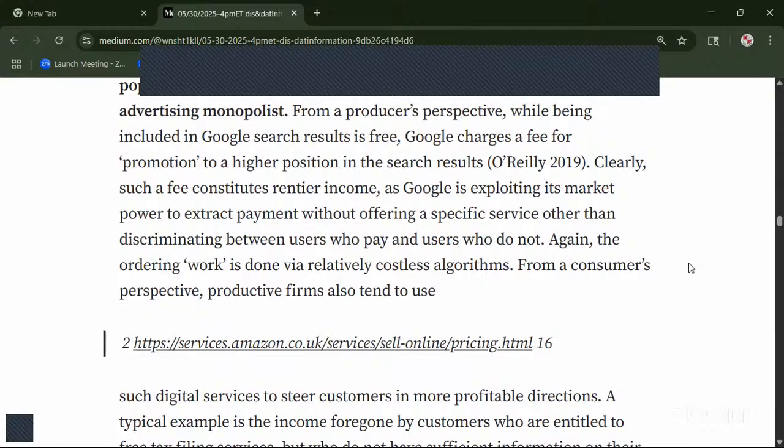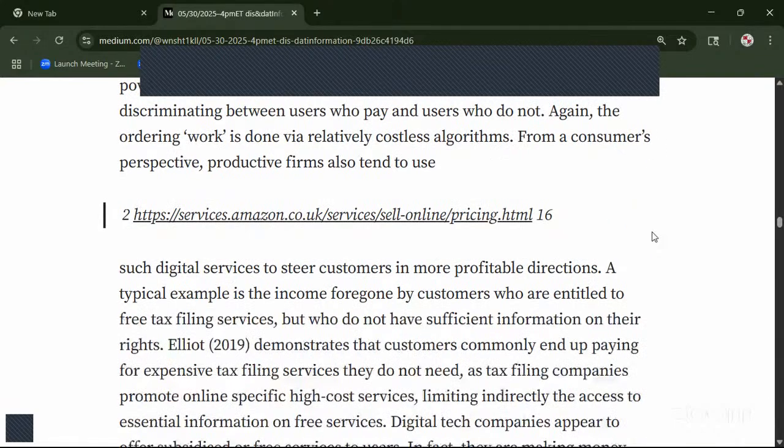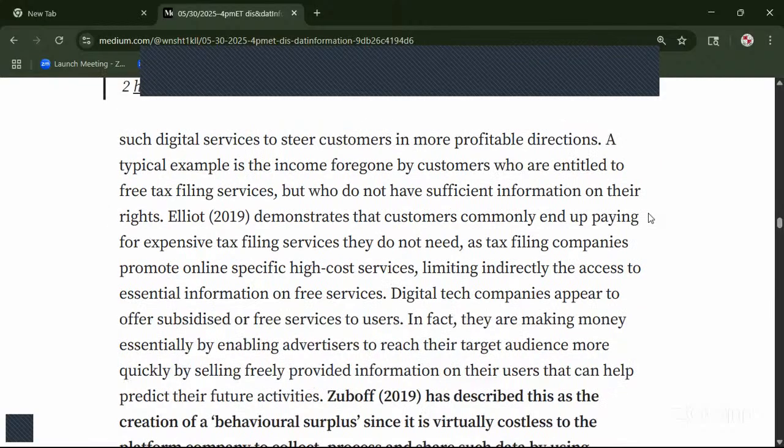From a consumer's perspective, productive firms also tend to use such digital services to steer customers in more profitable directions. A typical example is the income foregone by customers who are entitled to free tax filing services, but who do not have sufficient information on their rights. Elliott, in 2019, demonstrates that customers commonly end up paying for expensive tax filing services they do not need, as tax filing companies promote online-specific high-cost services, limiting indirectly the access to essential information on free services.